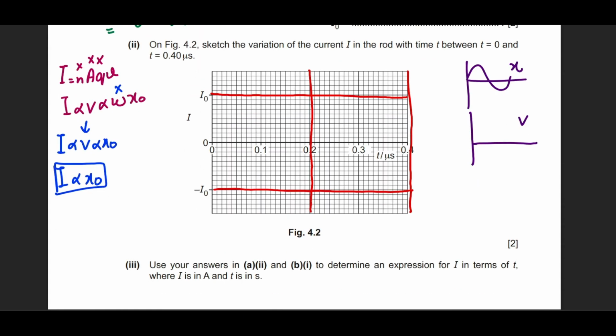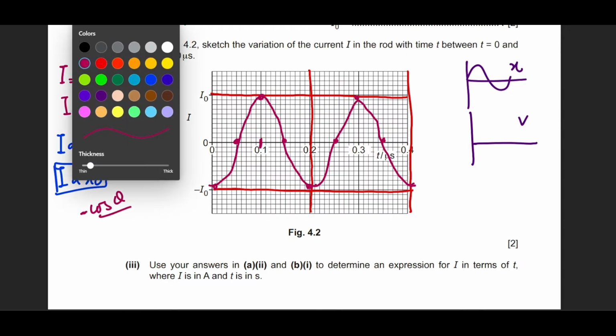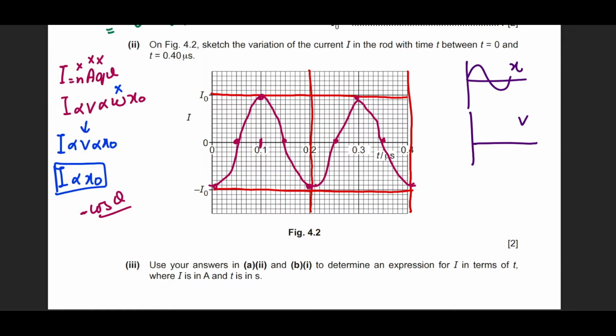Now, the graph of a negative cos theta actually looks something like this. Let's say this is our 0.2. This will be our peak. This will be a low point. These will be the central points, high points and low points. The graph of cos theta should look something like this. Like this. This should be our final answer. Now, on the face value, this looks right. It should have been the final answer.